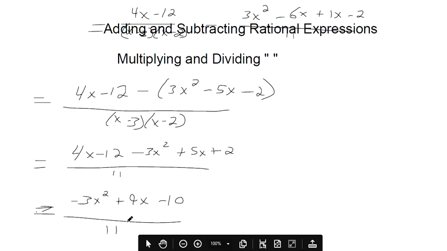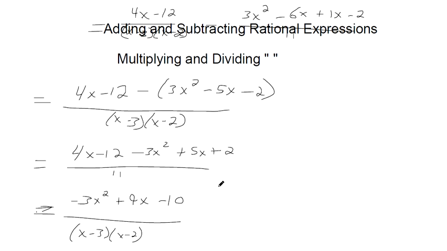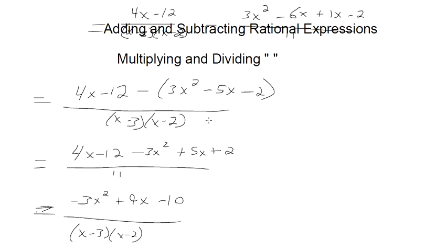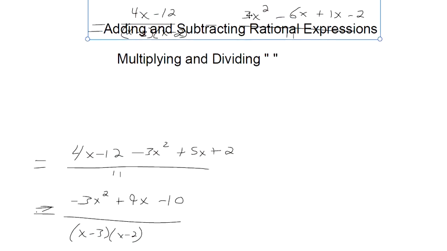And then the bottom is x minus 3, x minus 2. And then to finish this problem out, what you'd want to do is try to factor the top, okay? There aren't two numbers. You can't factor the top with integers. So this is as simplified as this one can go, okay? So that all started with getting common denominators. Let's do one more here.